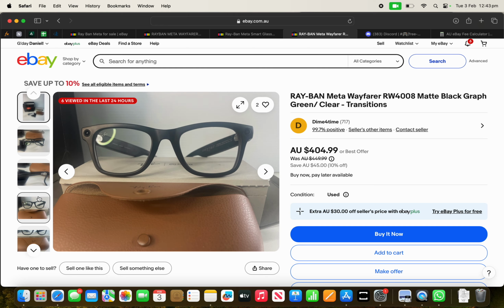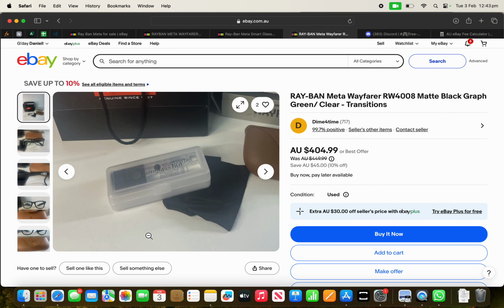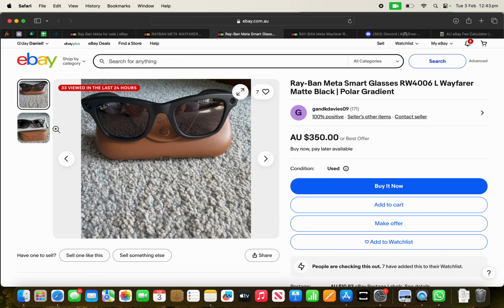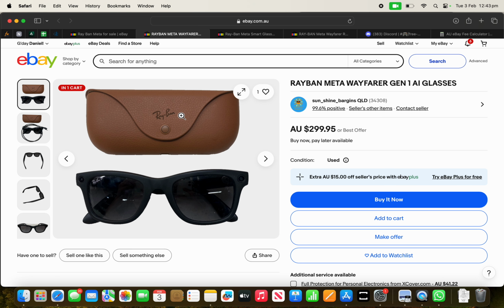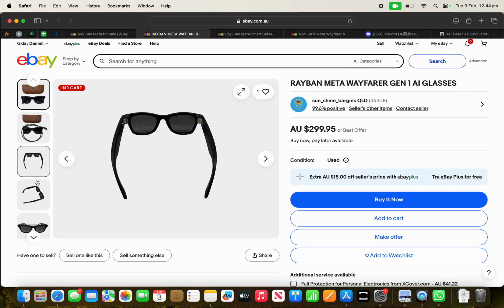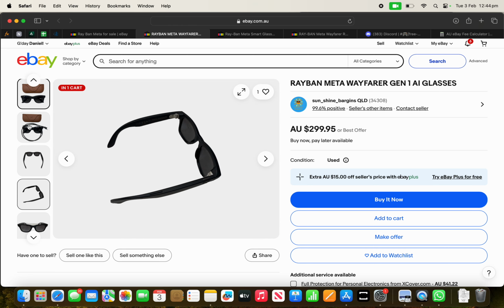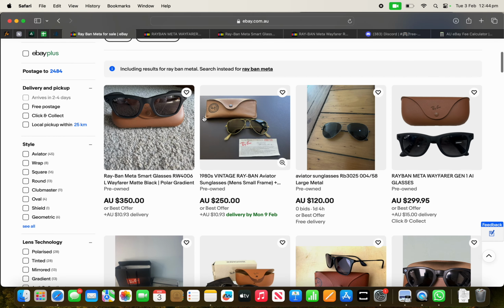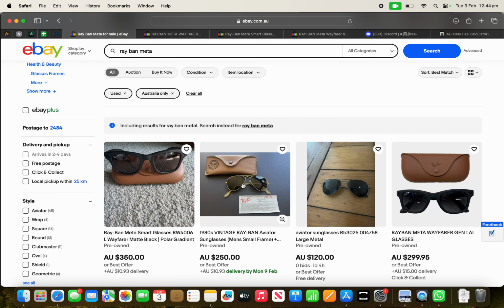400, good condition, has the box, and it has some accessories. 350, 7 watchers, good condition with the box. Okay? 300, 1 watcher, 1 cart, good condition, all there. Okay, so I go through all of these. So pretty much we have 3 results showing different prices. You got 350, 300 plus post, and 400. So you want to understand how you can turn this product over.